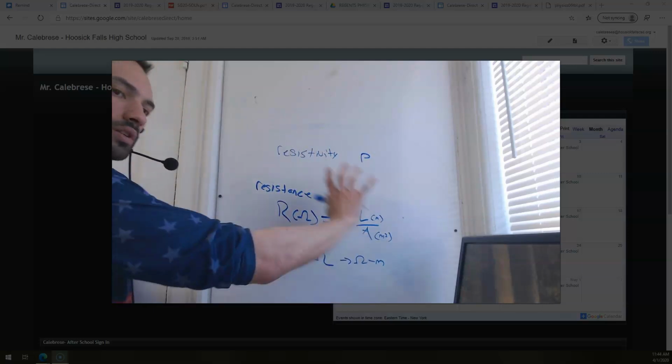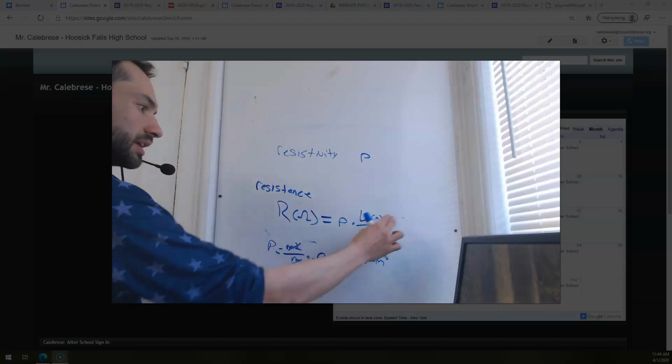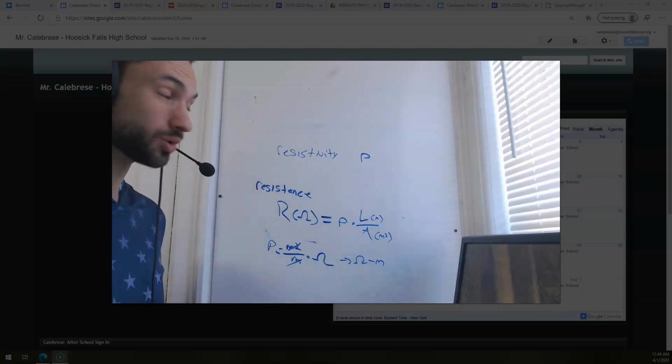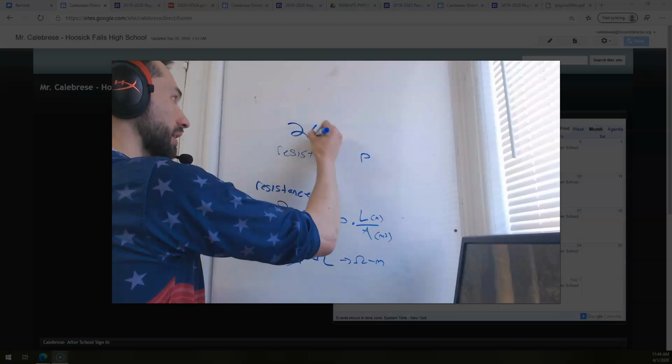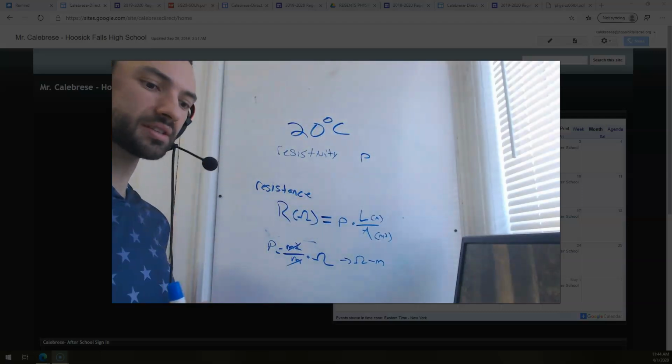So this is what determines resistance: the resistivity, the length, the area, and again, the temperature. So on your reference table, everything's at 20 degrees Celsius. If the temperature were higher, we would expect the resistance to be higher.